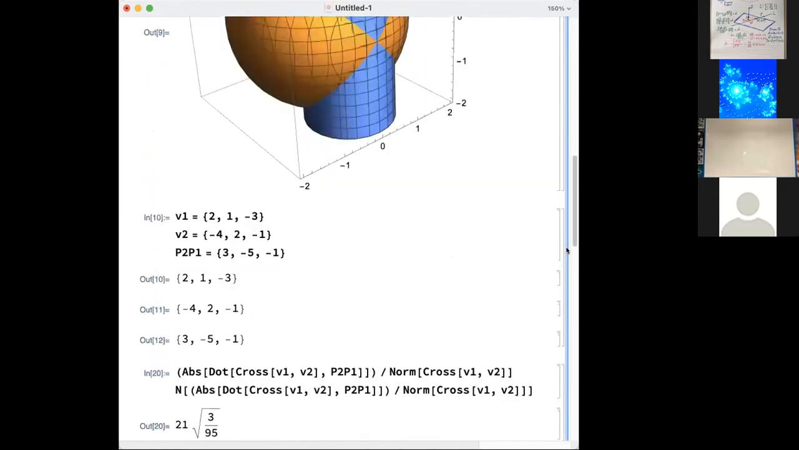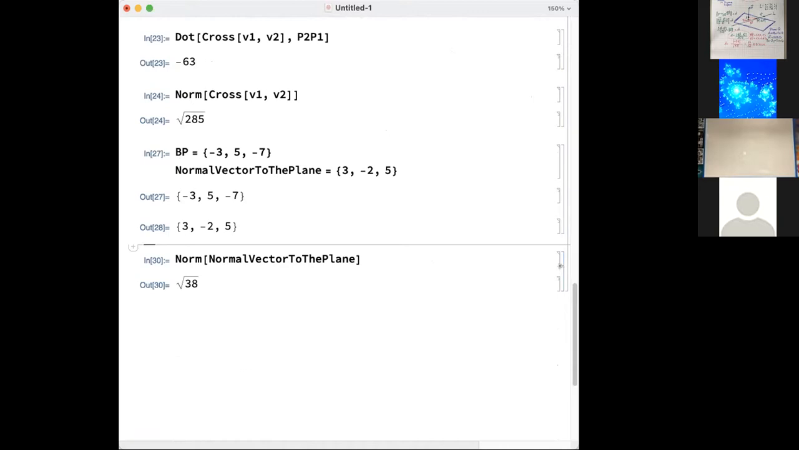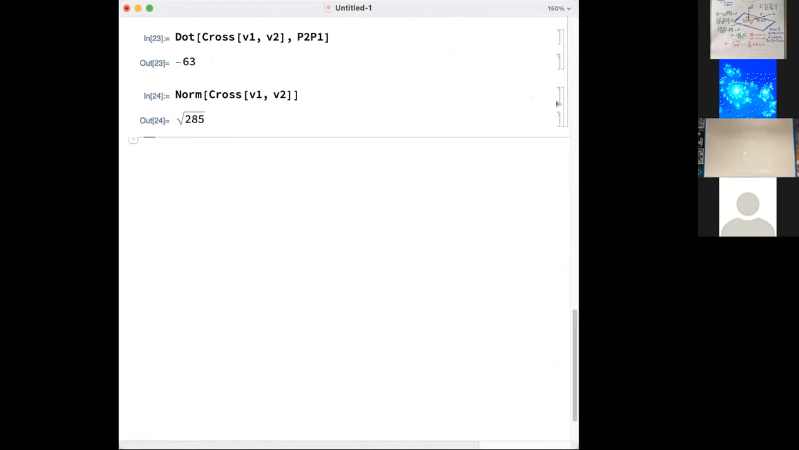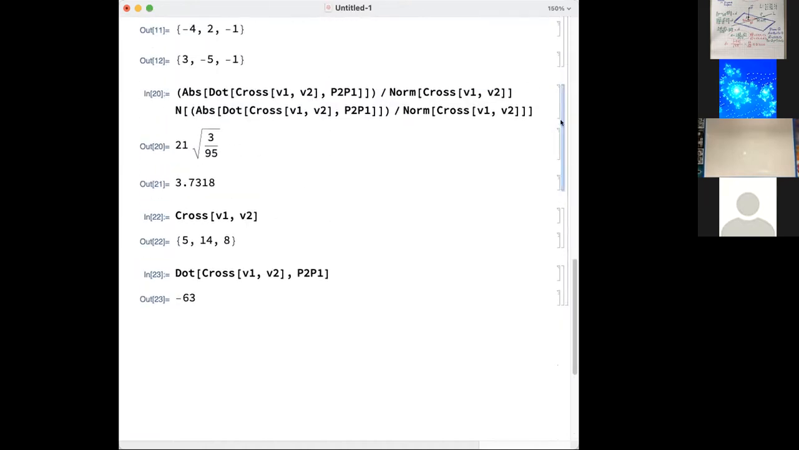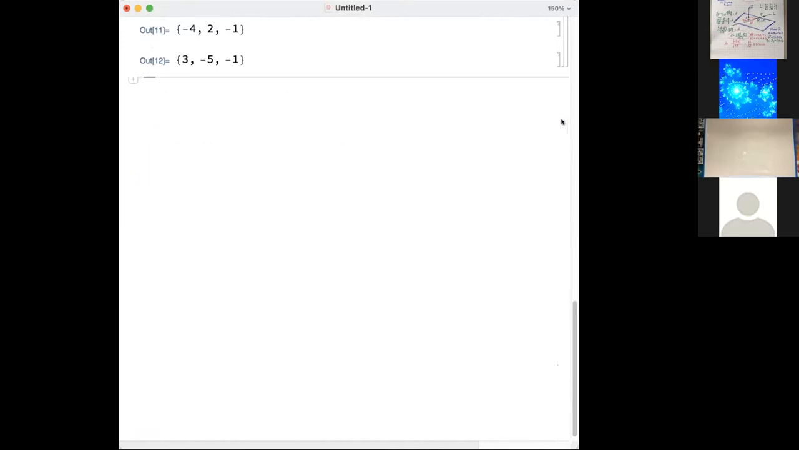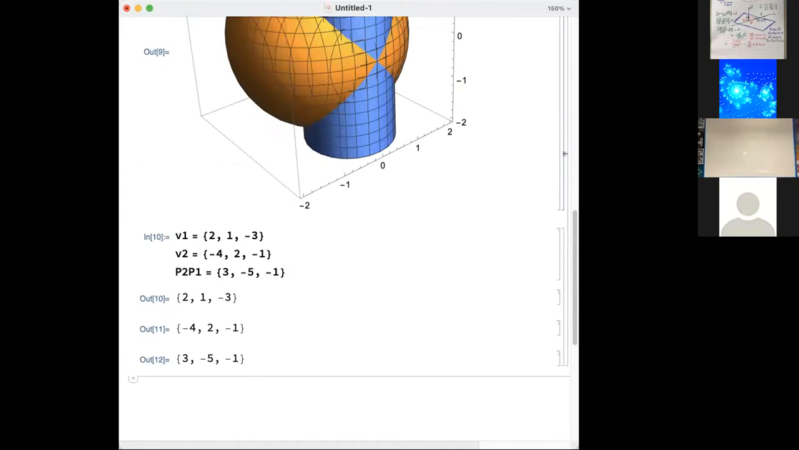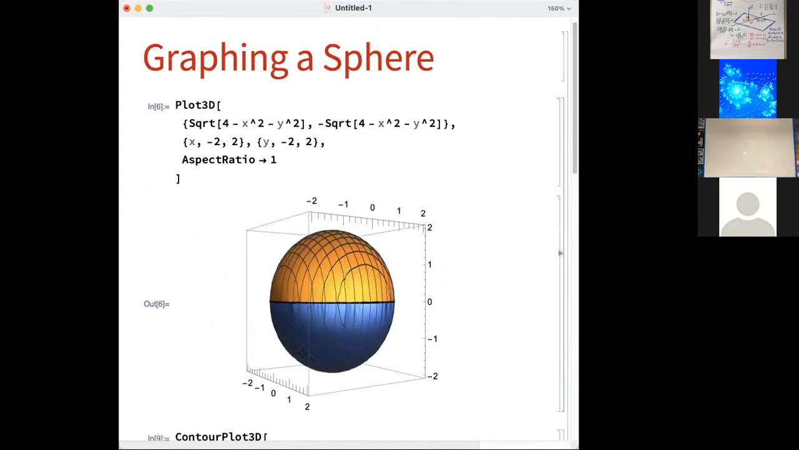I think I don't want all these calculations sitting here. I'm going to delete some of these by clicking on the cell brackets that organize them here, just deleting them so I can get back to my spheres. Okay, now I'm back to my spheres.